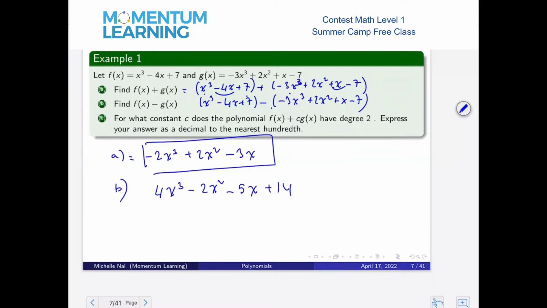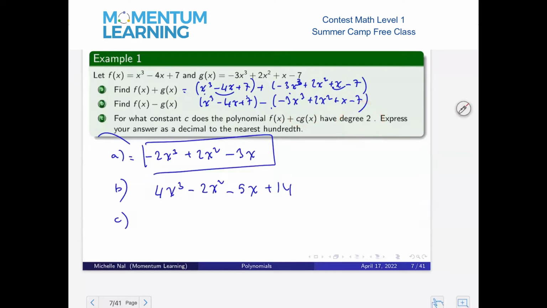So this is straightforward for students who are in level 1, where they can cover A and B. But for part C, it's a little bit more challenging. Now the question says that we want this to have a degree of 2. So then I ask the students, what do they mean by degree of 2? We found the sum here at some point, right? But there's a c here, so it is not just adding them, but adding f of x plus c times g of x to have a degree of 2.